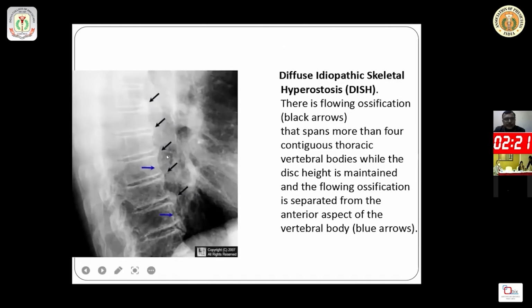and this is more common in type 2 diabetics. This is an X-ray of DISH wherein you can see that there is flowing ossification here, and there is a space between. If we see this blue arrow, this is the anterior aspect of the vertebral body, so it is separated from the flowing ossification. There is a well-marked space which helps us to differentiate DISH.